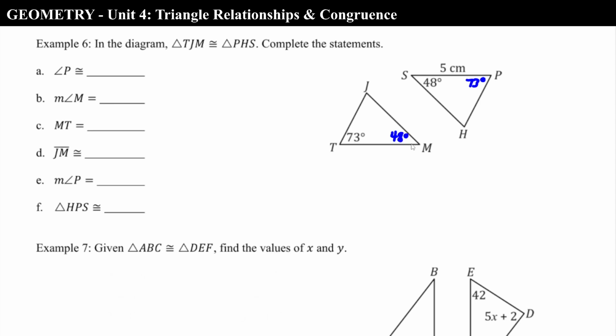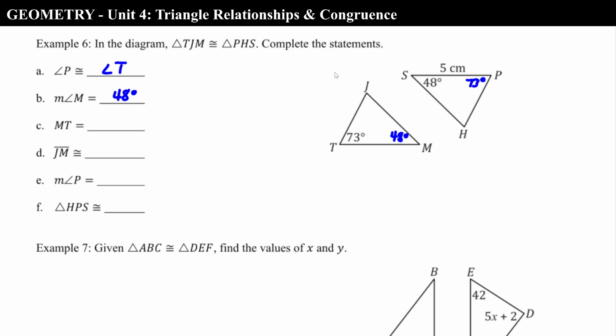Well, we can determine some other things as well based off of this, okay? So let's first of all see what we're being asked. Angle P is going to be congruent to what? It's going to be congruent to angle T, because P is first in the second triangle, T is first in the first one. So angle P is congruent to angle T. The measure of angle M we found is 48 degrees.